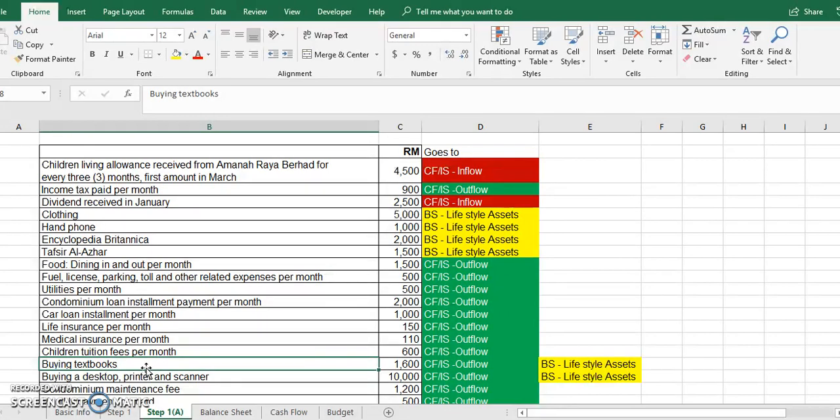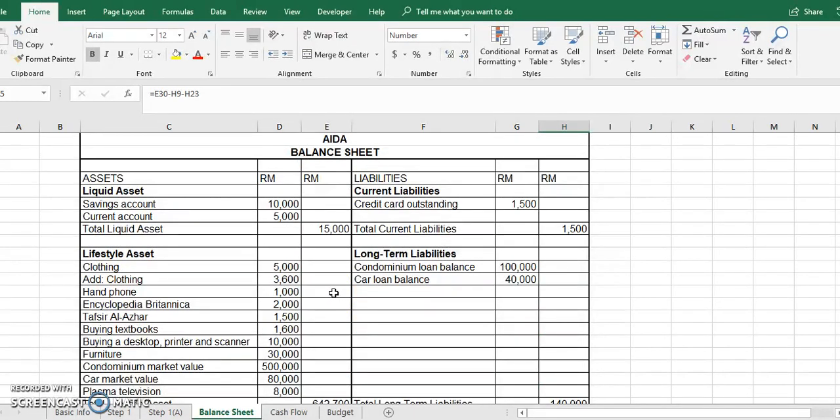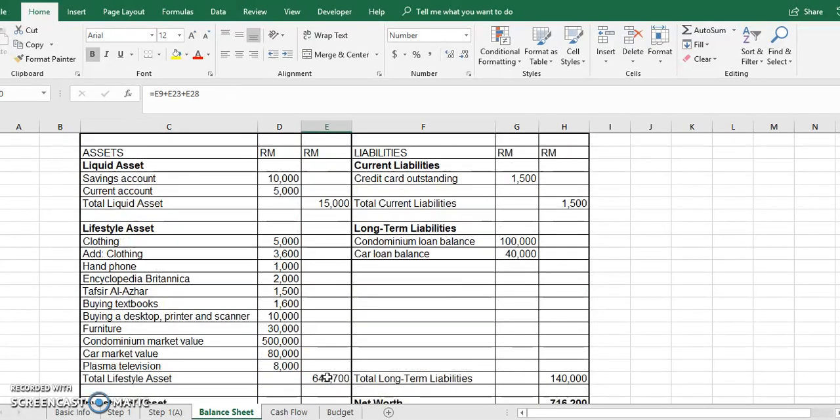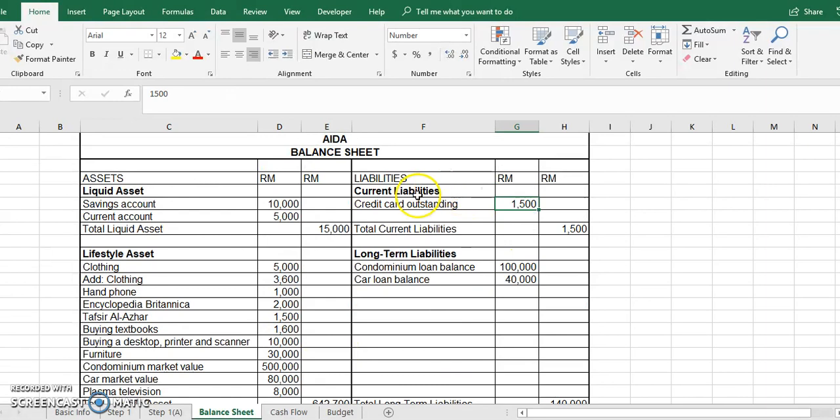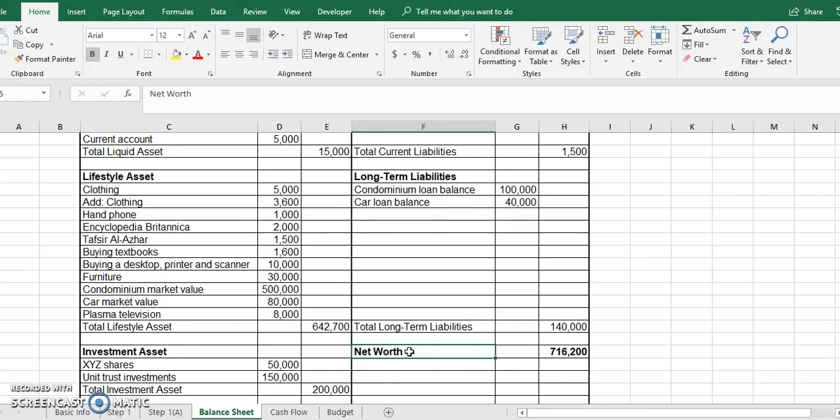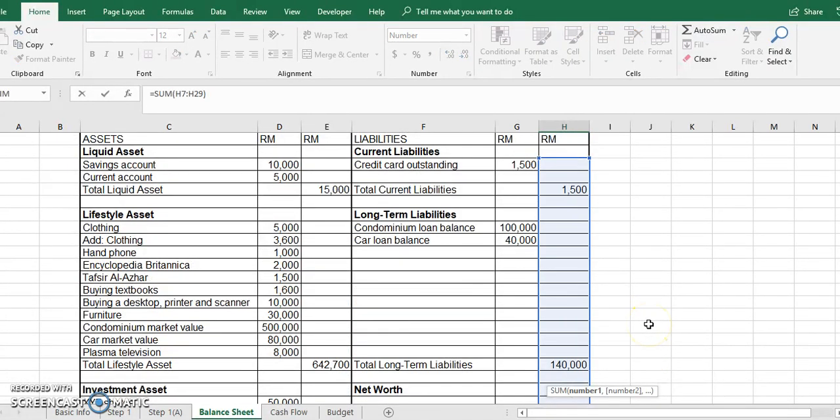After that, do your balance sheet. Take every item into its respective classification: liquid, lifestyle, and investment asset. Add these three and you will have total asset. The same goes for the current liability and long-term liability. Next, you have to calculate the net worth. How do we get it? Total asset minus current liability minus long-term liability, then you will get the net worth. You add up everything, then your balance sheet will be balanced.